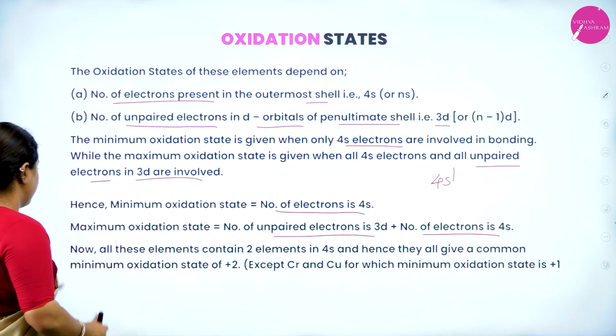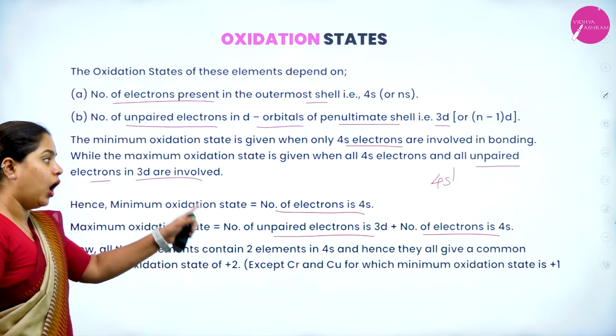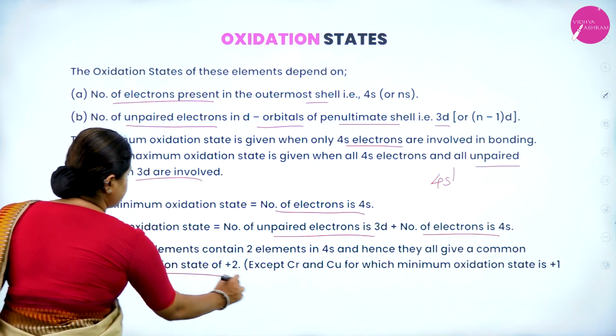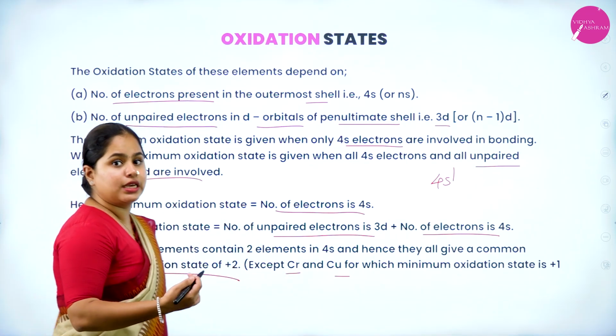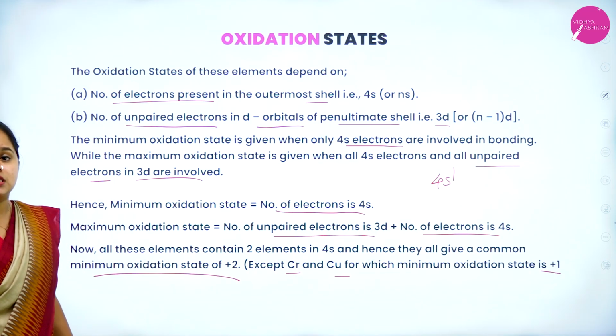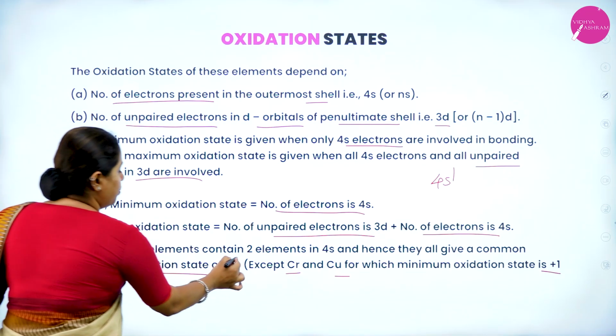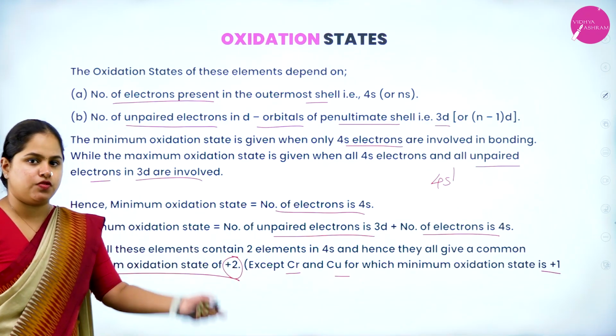copper and zinc, right? Now all these elements contain 2 electrons in 4s, hence they all give a common minimum oxidation state of +2, except chromium and copper, for which the minimum oxidation state is +1. It is an important point to remember: for all the elements the minimum oxidation state is +2 except copper and chromium, which only show +1.